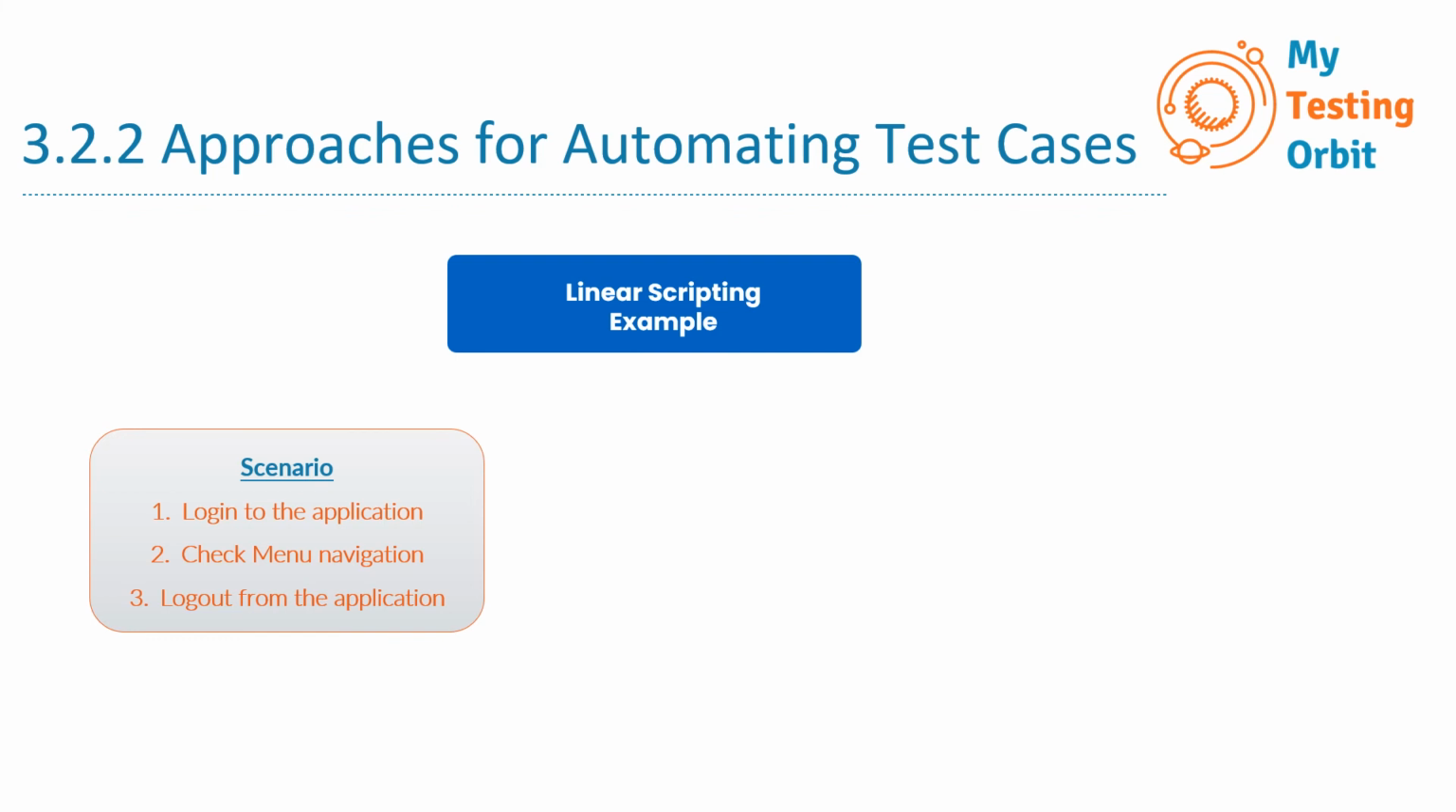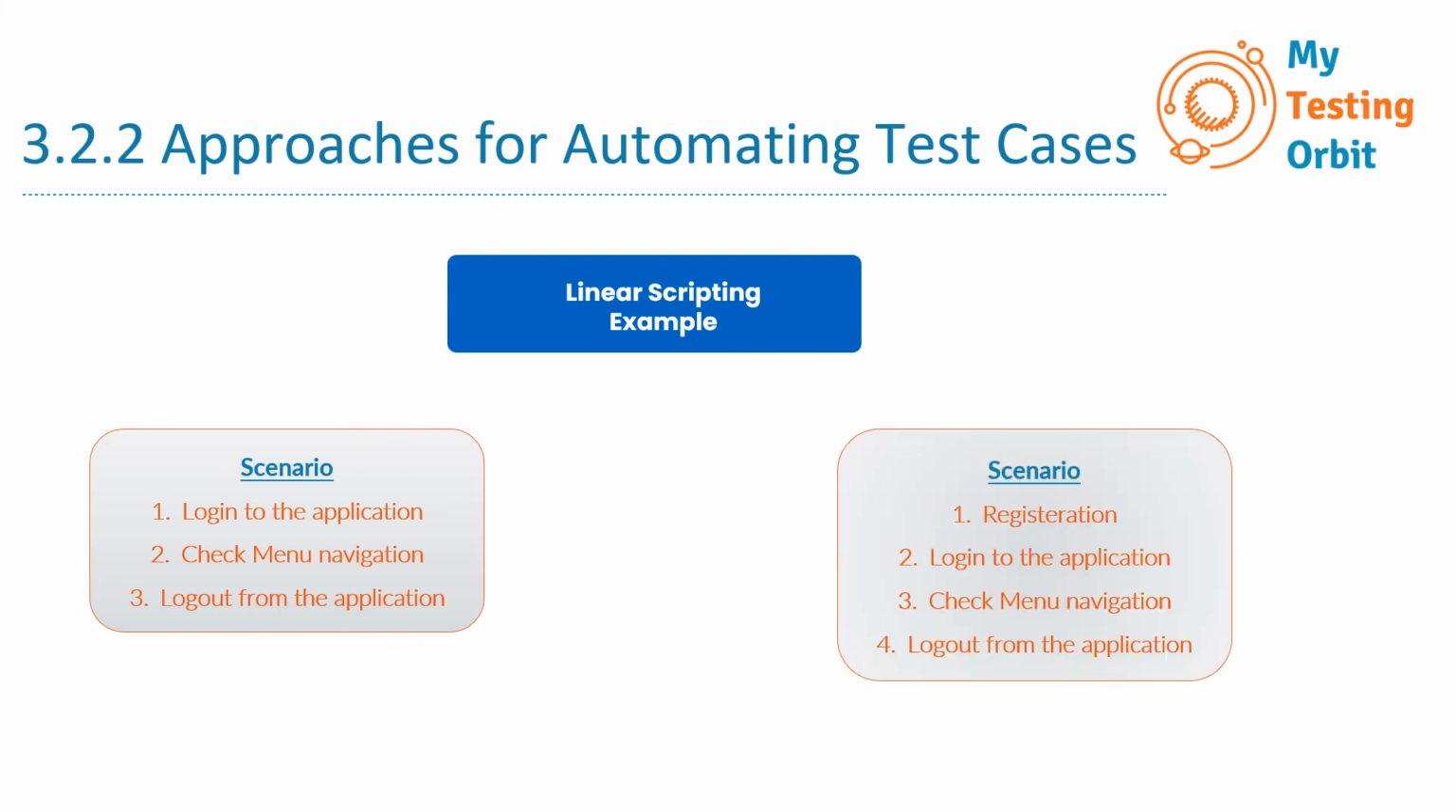All you have to do is use a specific login. You can use those login details to log into the application multiple times, do the navigation checks and log out. So over here there is no issue, and if that's all you need to do, let's say 100 times in a day, then automating using linear scripting is a good idea. You can do that.